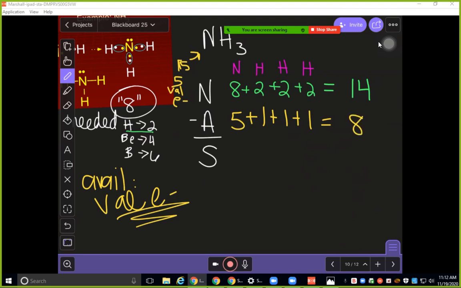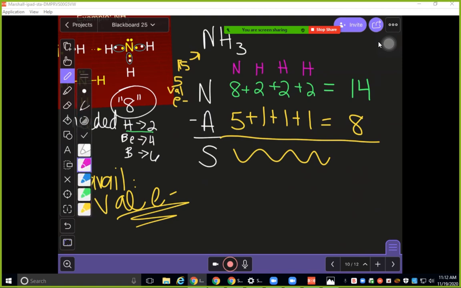Okay. Now we're doing subtraction. So nothing goes here. We're taking these two numbers and we're going to subtract the 2. So 14 minus 8 gives me 6. That means that I have 6 shared electrons. Okay?